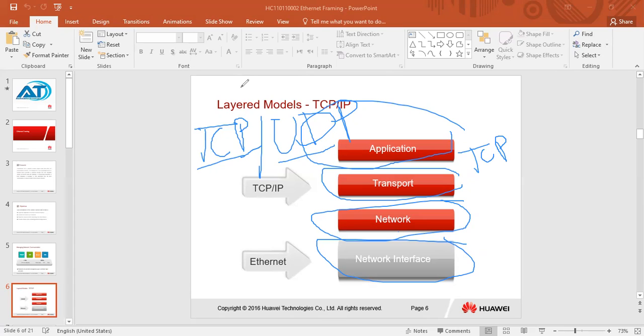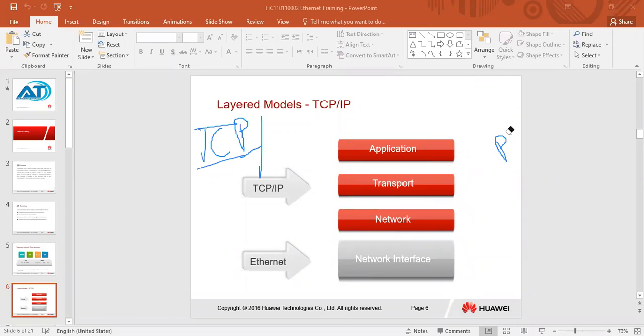UDP is used in some cases where speed is necessary, where authentication is not necessary. Suppose like video conferencing, video broadcasting. In that case, we need a higher speed. That's why we use a protocol like UDP. UDP is an unreliable protocol, while TCP is a reliable protocol.